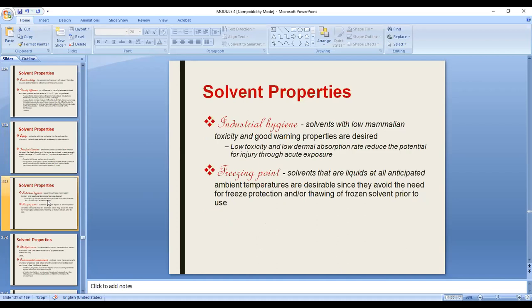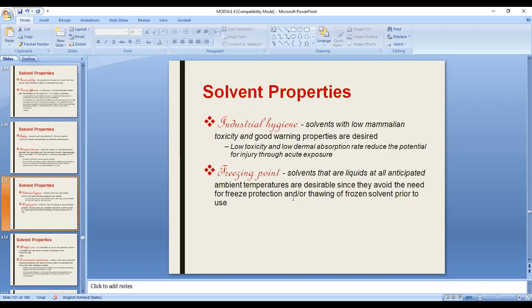Industrial hygiene has something to do with the handling of the solvents. So solvents will have or should have low mammalian toxicity and good warming properties as desired. So low toxicity and low thermal absorption rate reduce the potential for injury through acute exposure. This has something to do with handling the solvent.